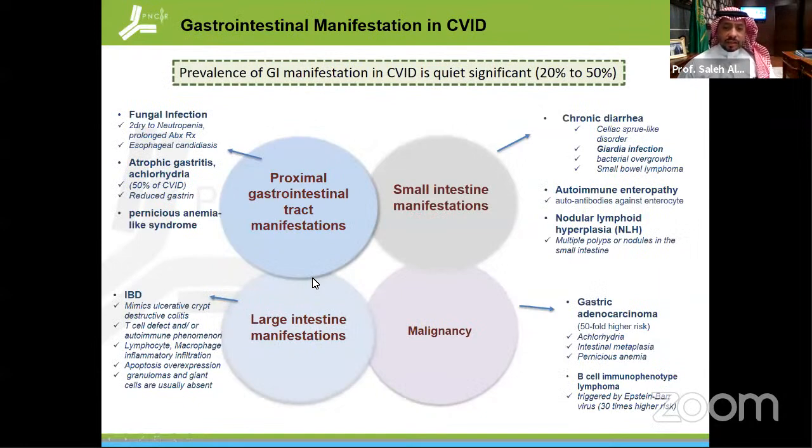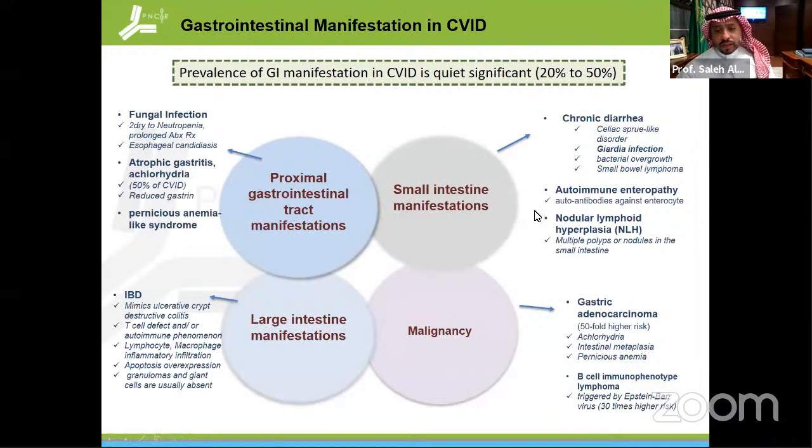If we delineate the manifestations according to the segment of the gastrointestinal tract, you can see some manifestations related to the proximal GI tract, like for example fungal infection. Those patients can have neutropenia, which can predispose them to fungal infection, especially if it is concurrent with prolonged antibiotic treatment. Esophageal candidiasis, as mentioned, is a common manifestation in those patients. Atrophic gastritis and achlorhydria can manifest in a good number of patients. 50% of common variable immune deficiency patients can be associated with reduced gastrin. They can again manifest with pernicious anemia-like manifestations, part of their autoimmune manifestations.